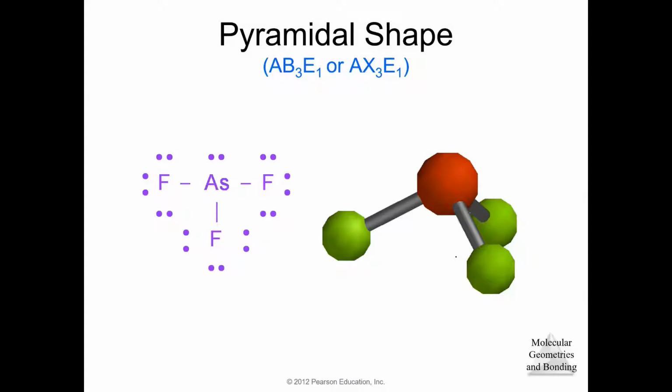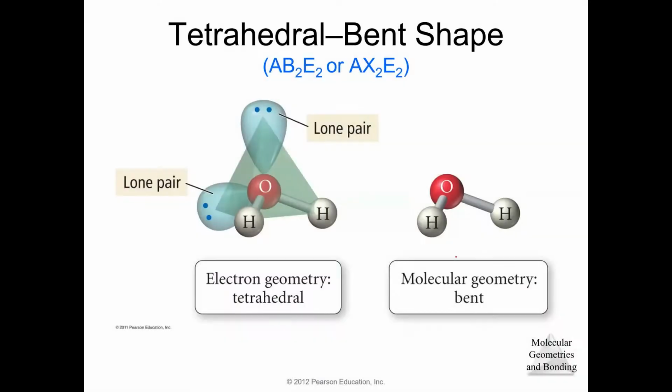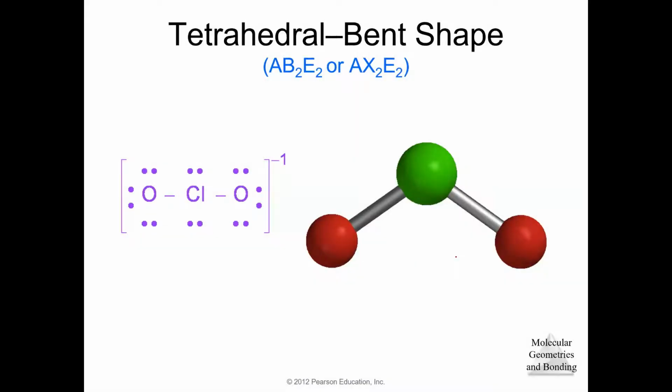Now this one is also the same as the other one. You see you have 4 electron groups around As, and then 1 lone pair, so the molecular geometry would be trigonal pyramidal. Now, water, as you see, has 2 lone pairs. Molecular geometry is bent, but electron geometry is tetrahedral. This is another one, tetrahedral bent shape.